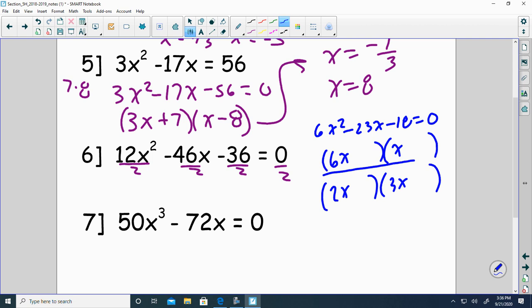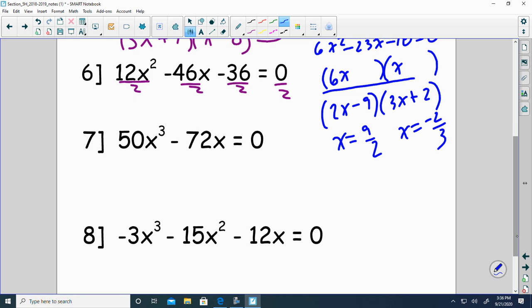Let's do the same thing with the 18. 1 and 18 is not going to work. The 2 and 9 might work. Yeah, so I got a negative 9 here and a positive 2 here. Let's double check that. Inside, I have negative 27x. Outside, I have positive 4x. Yep, that works. So add 9, divide by 2. Subtract 2, divide by 3. There's the pattern there.